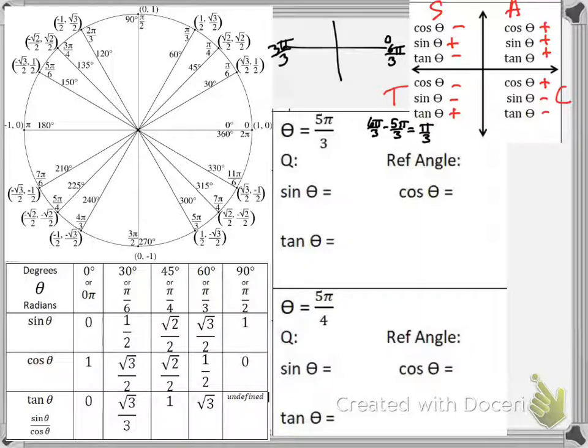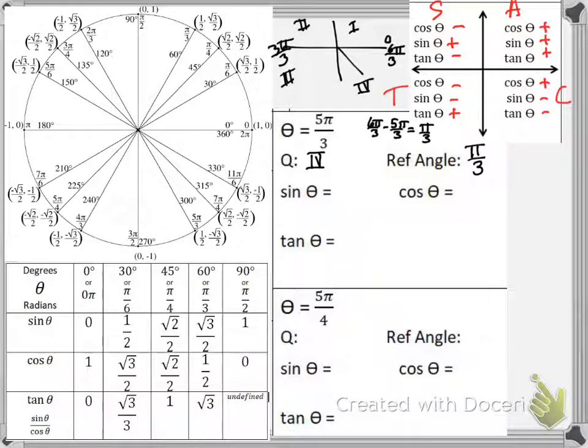Pi over 3. Please do not tell me that the reference angle is 60 degrees when it was given in radians. Make sure you still give it in radians. And which quadrant is it in? It's over here somewhere. So I would say that is in 1, 2, 3, quadrant 4. If you wrote 4 like that instead of the Roman numeral, I would not mark it wrong.